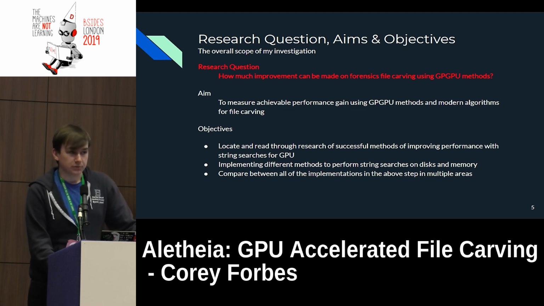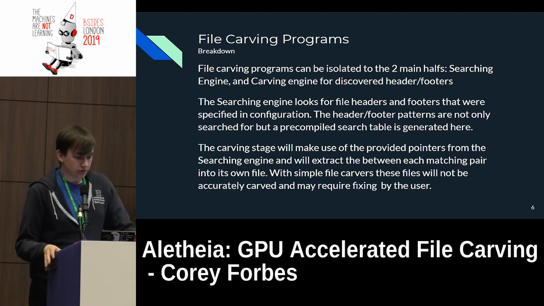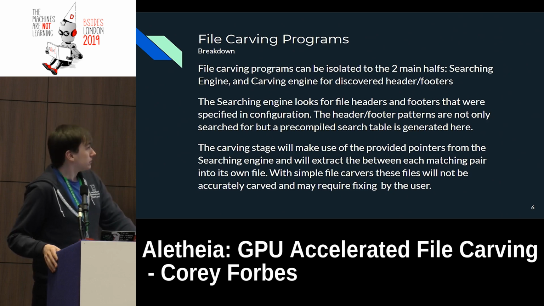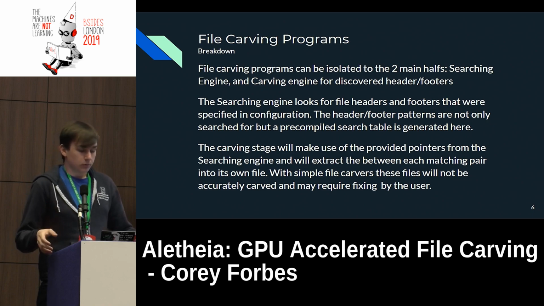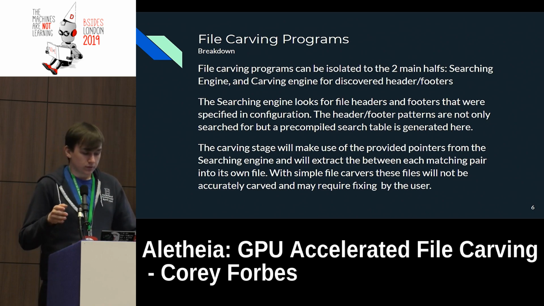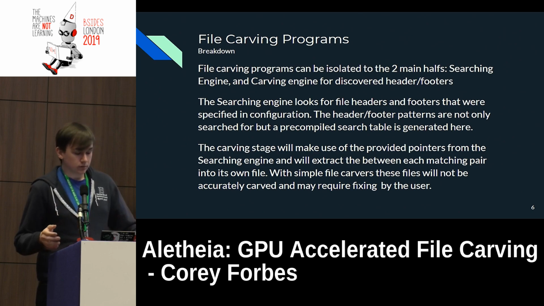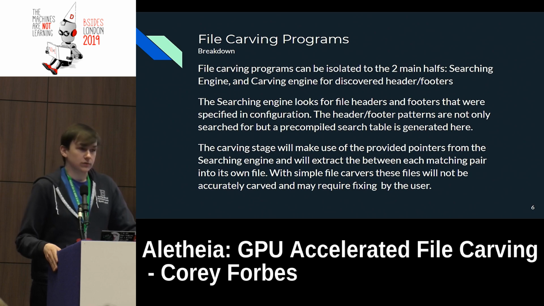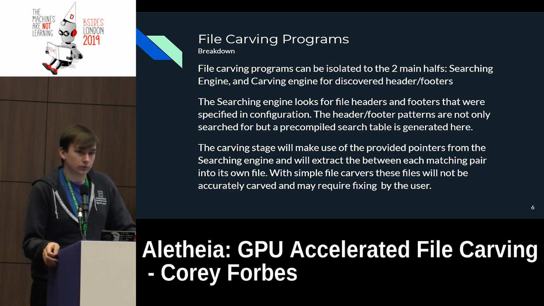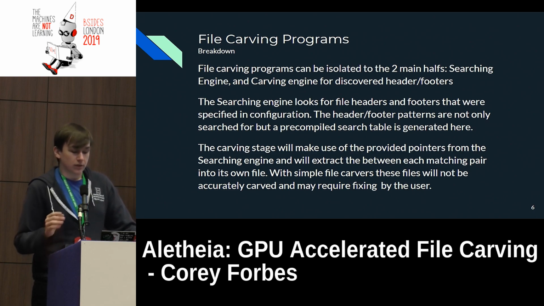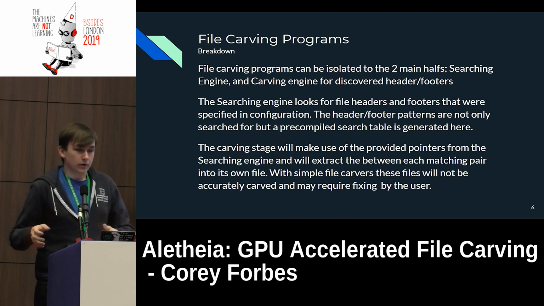So Aletheia helped me get a solid answer to the question, but to figure out where the problem was, I had to break down what file carving programs do. So it just comes down to the two halves: searching for these header-footer pairs, as well as the actual carving. But the carving can only get so quick before you start to lose accuracy. And so the searching for these pairs is entirely where my efforts were focused.